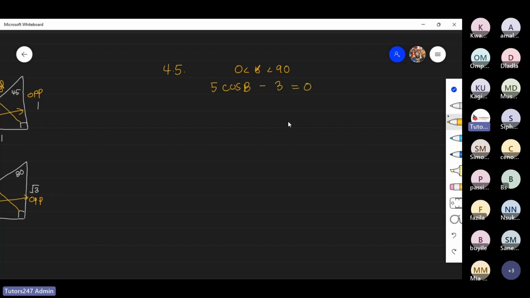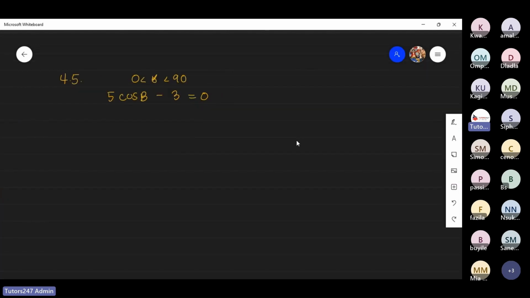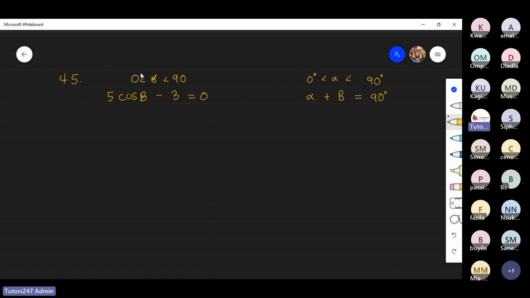So that's the first piece of important information. The second was the equation that we were given with alpha and beta. We were told that alpha plus beta is equal to 90 degrees. We were then told that alpha is within the first quadrant. So all of that is important. And lastly, we need to find what cot alpha is equal to.